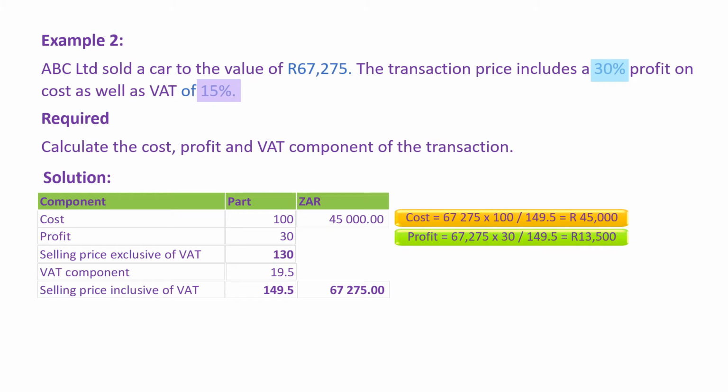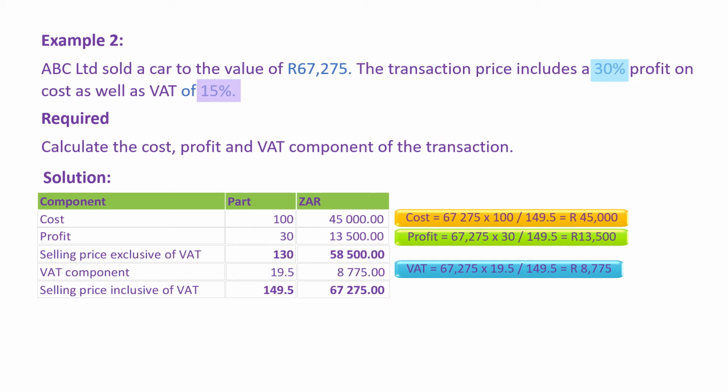The exact same thing you do to calculate your profit. You multiply across and divide by the part opposite the unknown, to give you 13,500 rands. After adding your cost and profit, you would then get a value of 58,500 rands. In order to get your VAT component, you can easily take 67,275 subtracted by 58,500, or here again you can also use a ratio and fraction method to get your VAT amount of 8,775.